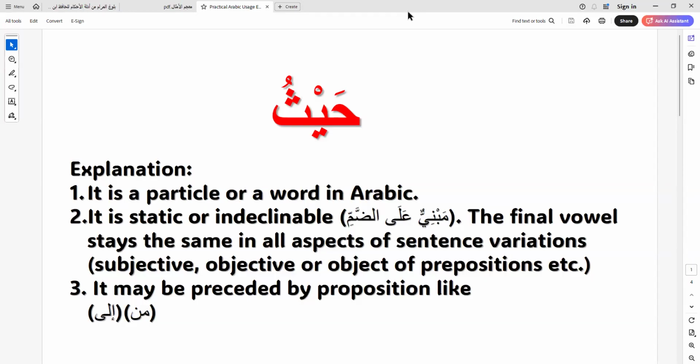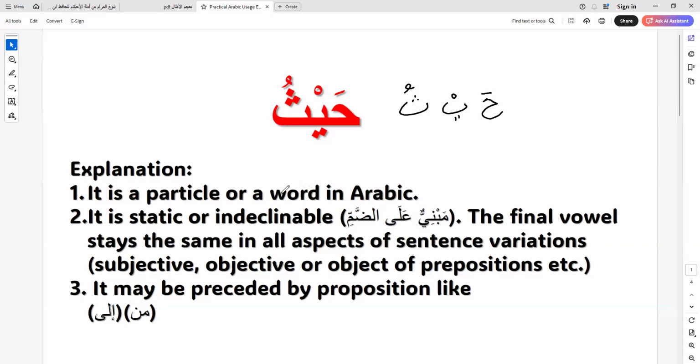Today, practical Arabic usage. We're looking at the word haythu. We have the ha with a fatha, and for the beginners, we have ha, fatha ha, and then ya with a sukun. So we say hay, and then tha, haythu, with a dhamma on the tha.